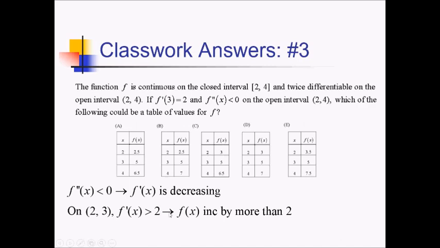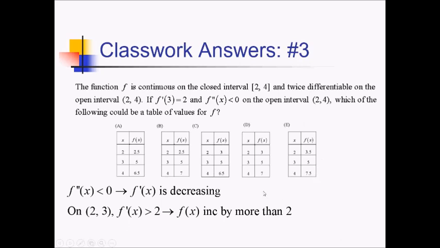So, which of these tables have functions that are growing by enough? Well, if we have to increase by more than 2, choice A here, we're going from 2.5 to 5. That's an increase of 2.5, so that's good. In table B, we also have a 2.5 growth from 2 to 3. That's also going to work. But in table C, we're only going up by exactly 2. Same thing with D, 3 to 5. That's a growth of only 2. That's too little. And E is even worse. We only go up by 1.5.